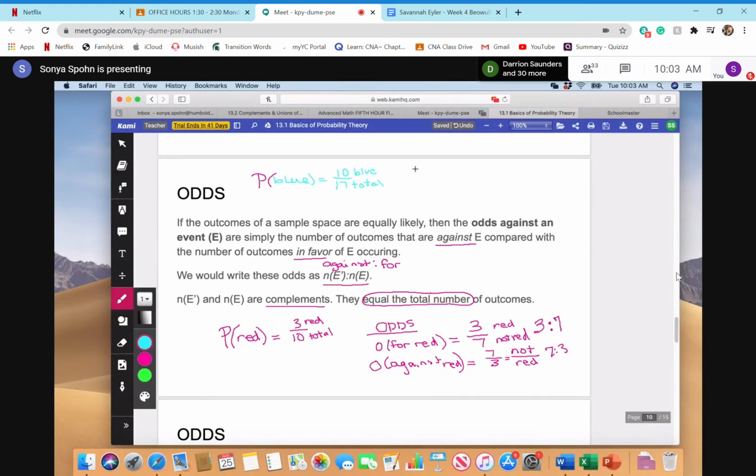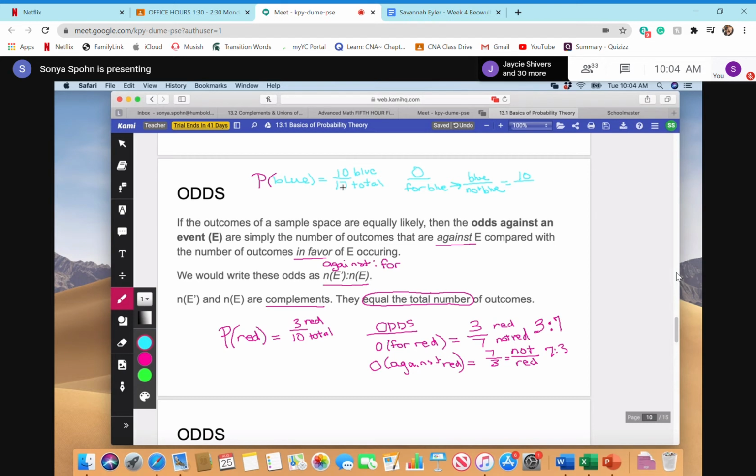Okay, if we turn that into odds, let's say I'm going to say odds for getting a blue would be blue over not blue or everything else. So if I know the probability of getting blue in this bag of marbles is 10 over 17, my odds for getting blue would be 10 still, because I have 10 blue, but not 17 here, because 17 is the total number of marbles. 10 of them are blue.